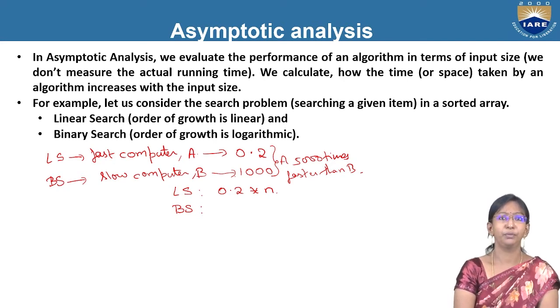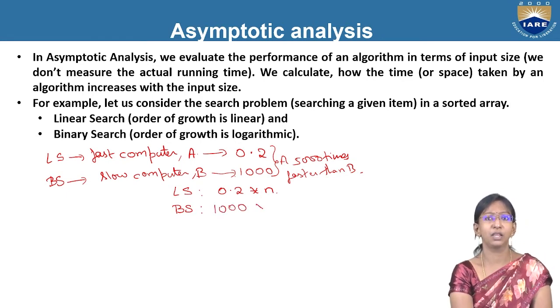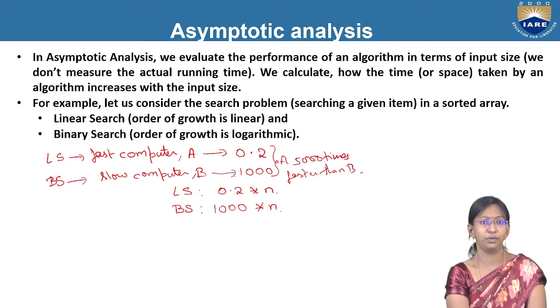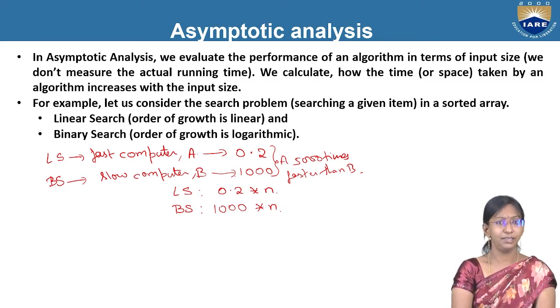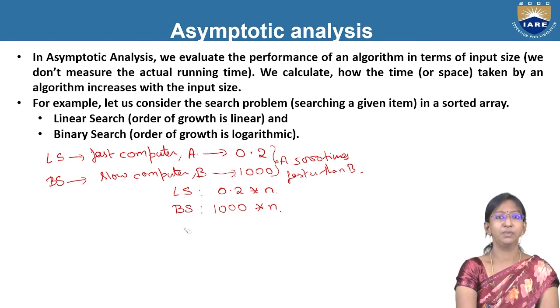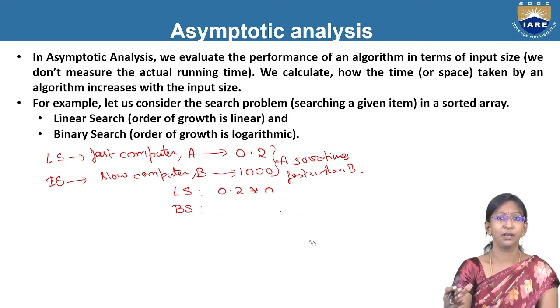For n number of inputs, the linear search is going to take 0.2 times n, whereas binary search is going to take 1000 times n, which is a very high amount. So let's analyze the same. What will happen if I change the value of n when I start working with my algorithms LS and BS? Let me erase this one first of all and let us analyze the things, right? So let me analyze this one.